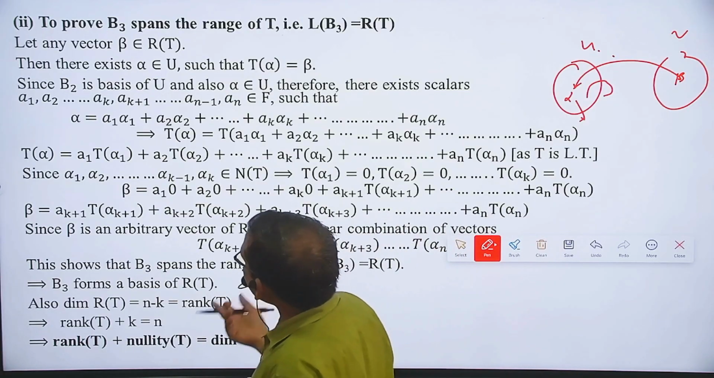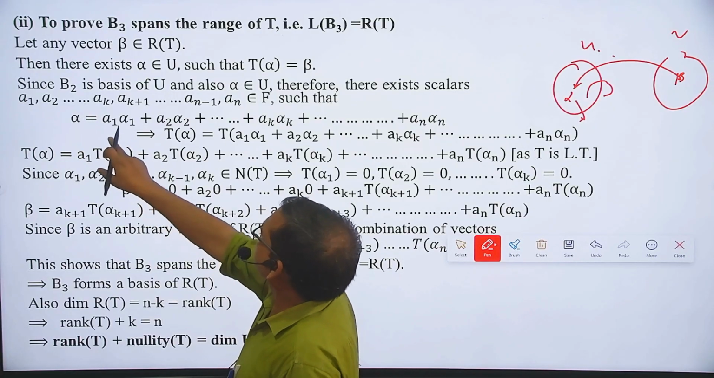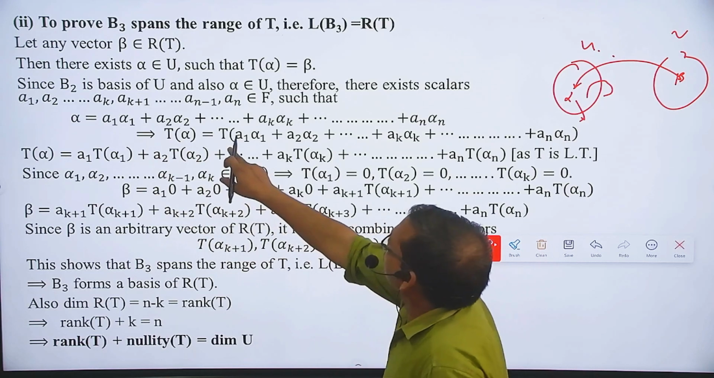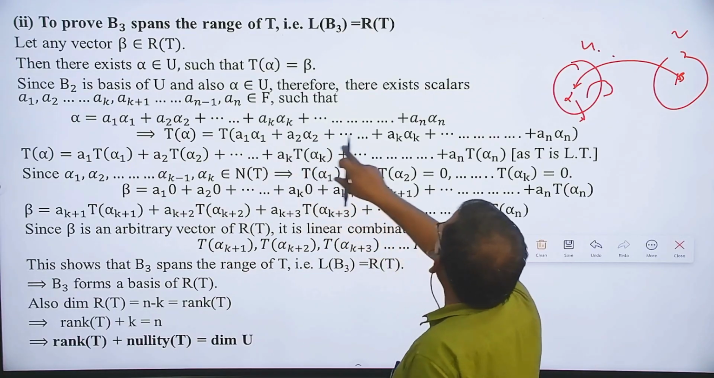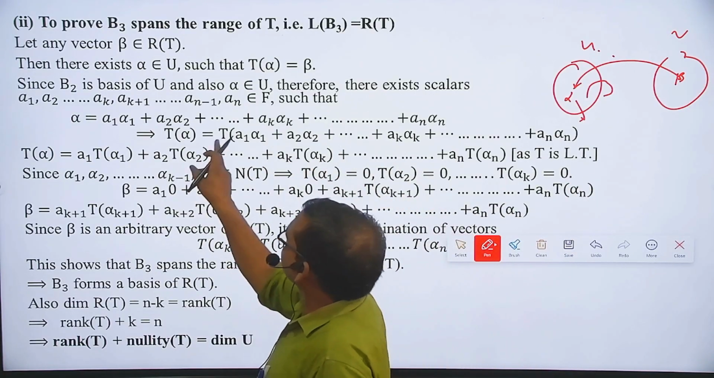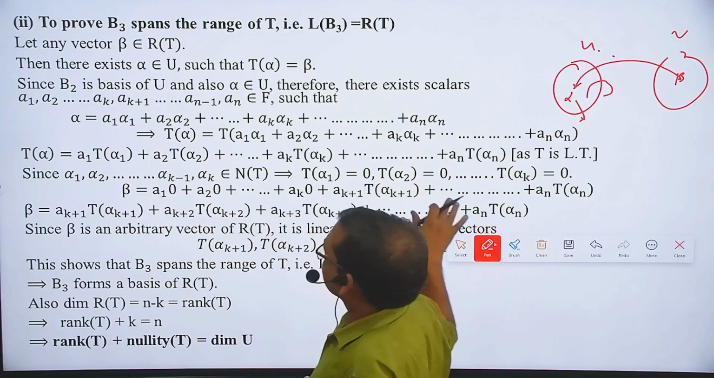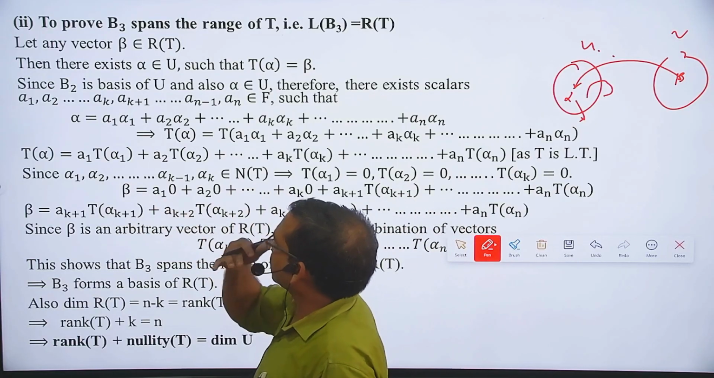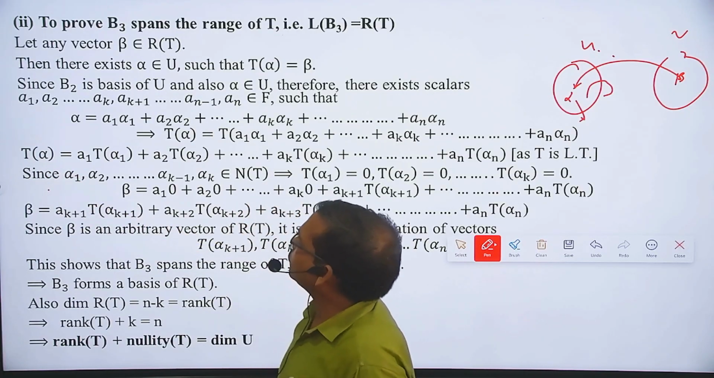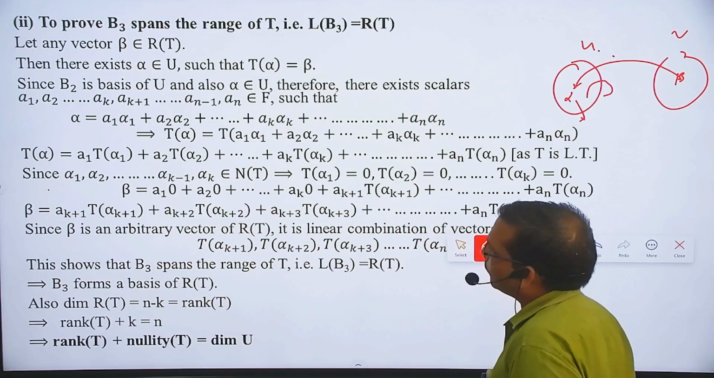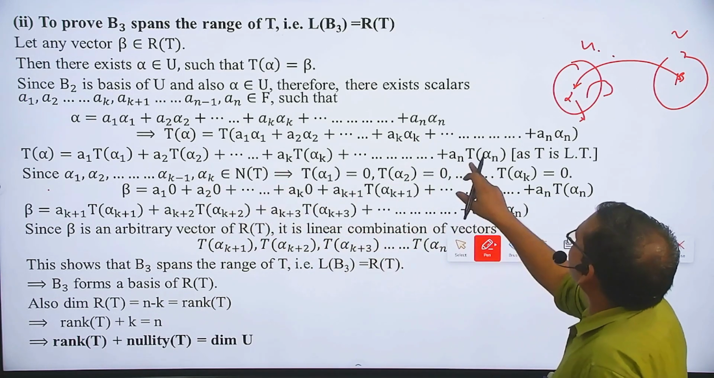For images we operate T on both sides, and we get T of alpha equal to the transformation of the vectors in the form of this linear combination. Since T is a linear transformation, it can be distributed over the scalars and vectors. So T alpha is equal to A1 multiplied by the transformation of alpha 1 plus A2 multiplied by the transformation of alpha 2, and so on, plus An transformation of alpha n.